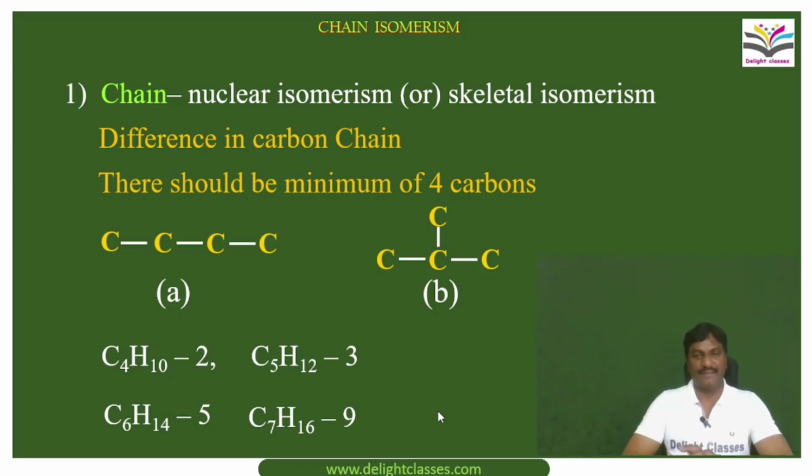It is a difference in the carbon chain. For this, a minimum of 4 carbons is required. When we look at structure A, there are 4 carbons in the chain. In B, in the long chain, there are only 3 carbons. There is a difference in the number of carbon atoms, so it comes under chain isomerism. In C4H10, only 2 isomers are possible. Similarly, C5H12, 3 isomers. C6H14, 5 isomers. C7H16, 9 isomers are possible.